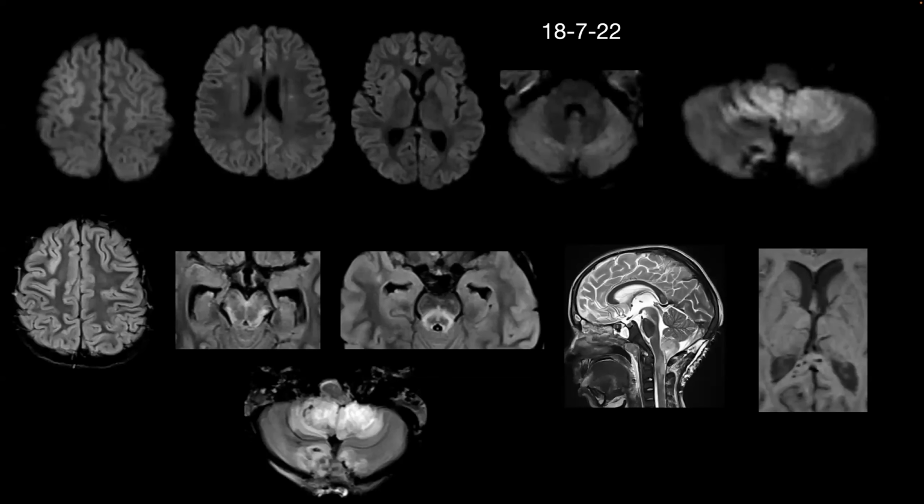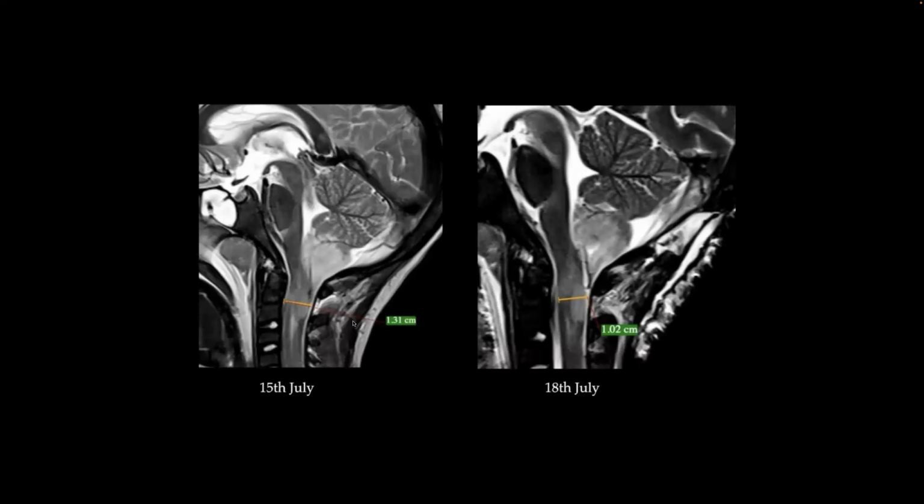This is just a comparison of the post-op and pre-op images. The cord edematous changes reduced, and there's also improvement in the tonsillar herniation, and you can appreciate some degree of CSF between the tonsils and the dorsal aspect of the brainstem.